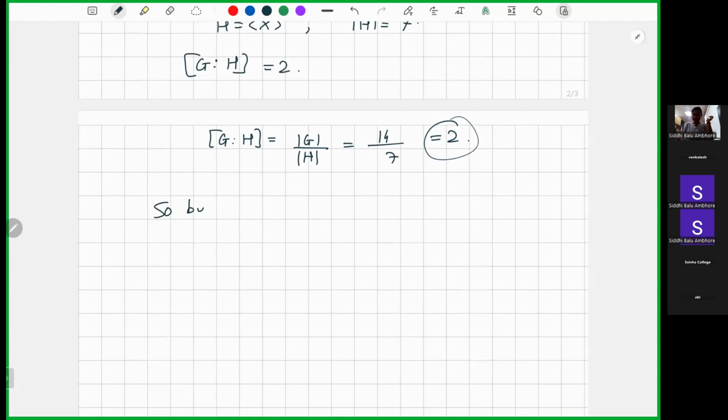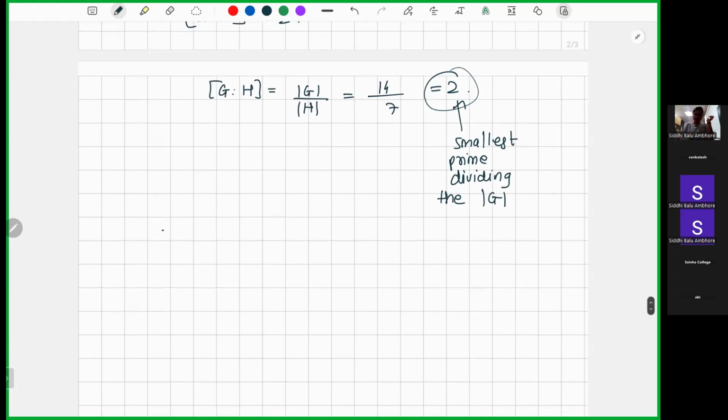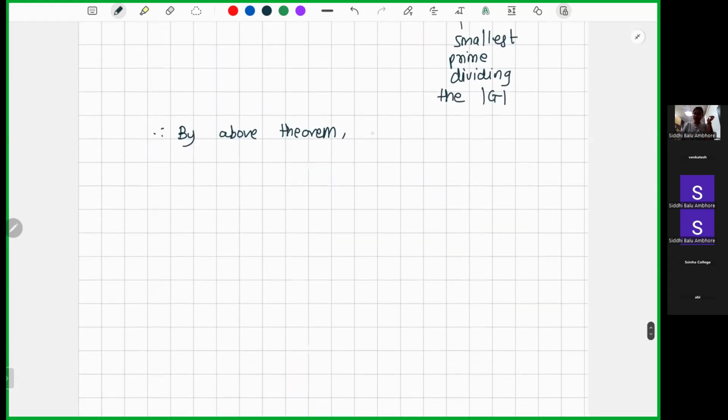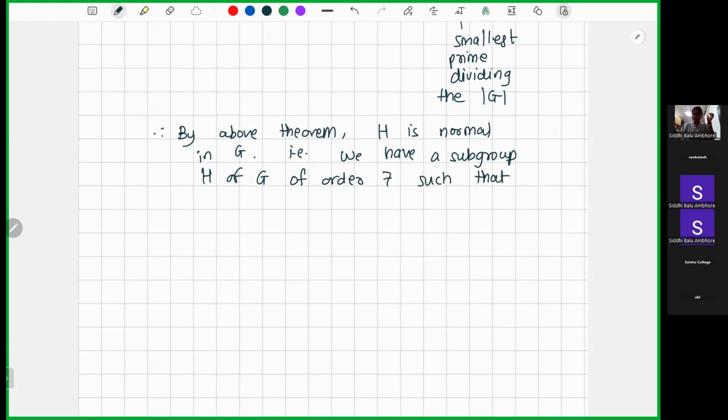So this 2 here, which is the index of H in G, is the smallest prime dividing the order of G. So therefore, by the above theorem, H is normal in G. And when I say that H is normal in G, it means we have a subgroup H of G of order 7 such that it is a normal subgroup in G.